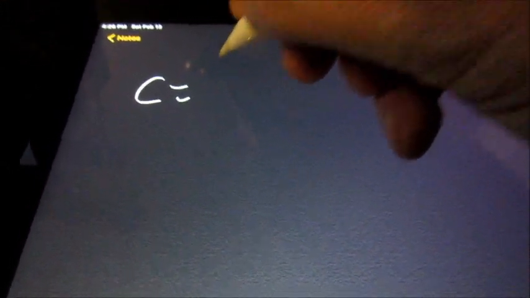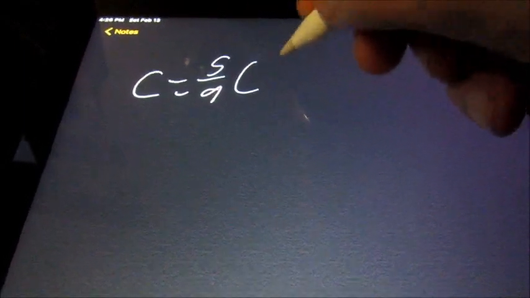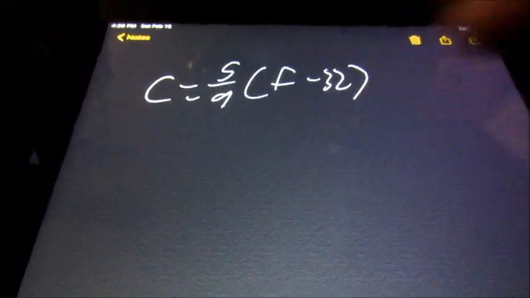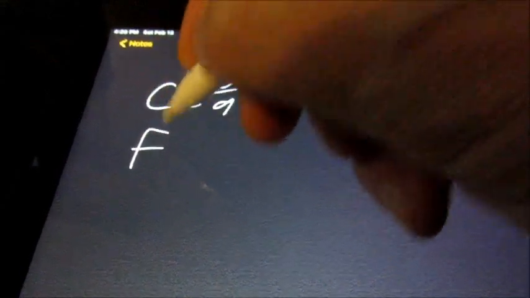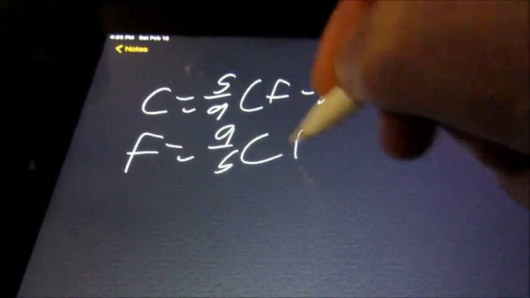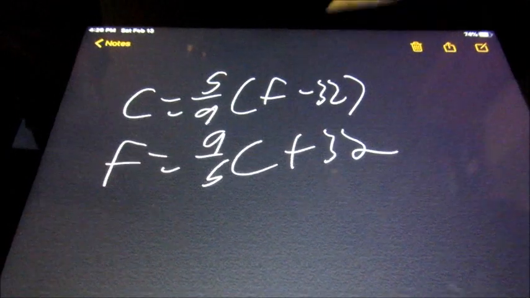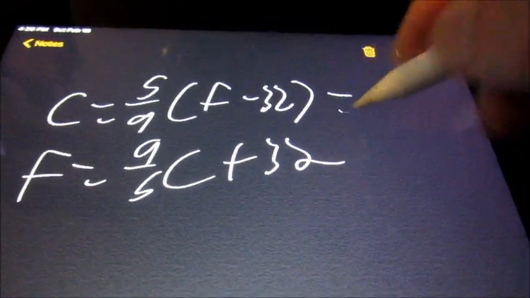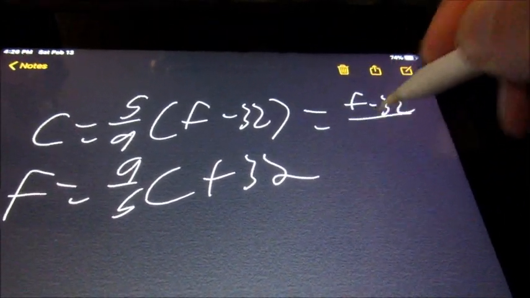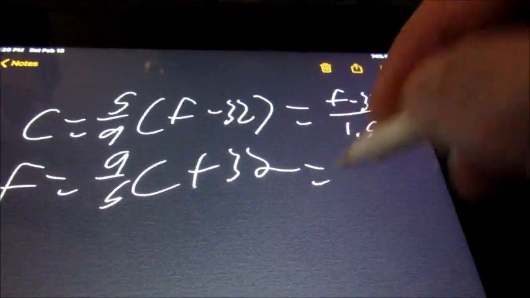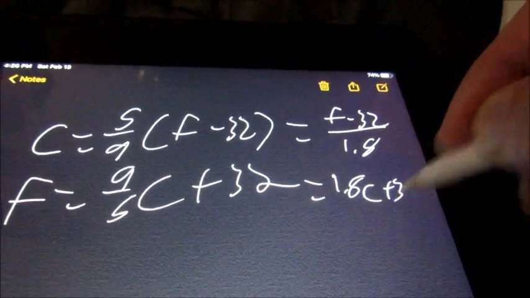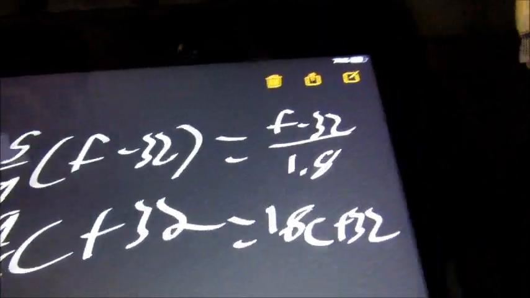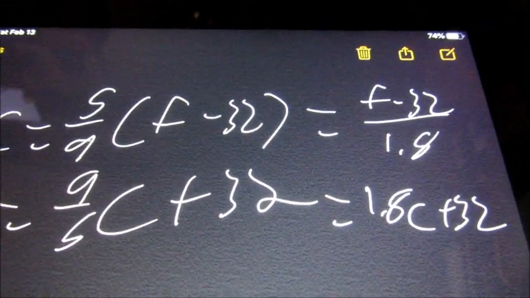The last type of questions are temperature conversions. So we have Celsius equals 5/9 times, in parentheses, F minus 32, or Fahrenheit equals 9/5C plus 32. So these are the two equations, or you could use F minus 32 over 1.8 or 1.8C plus 32. Whichever of these is easier for you to remember, use that.